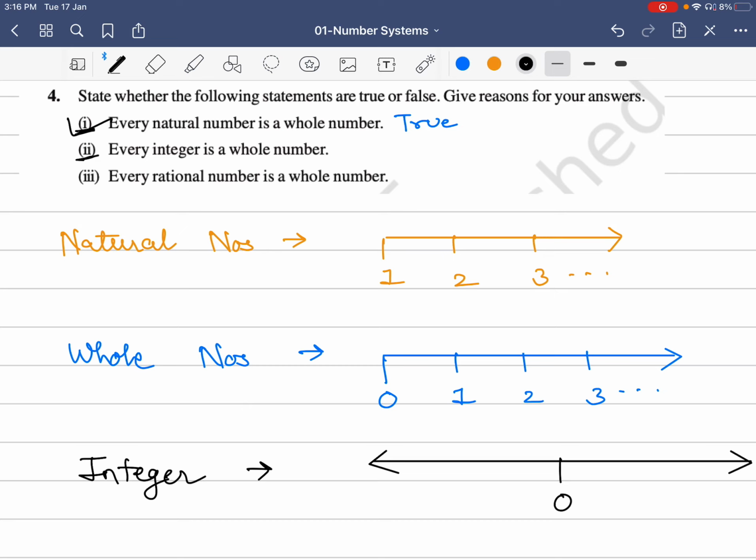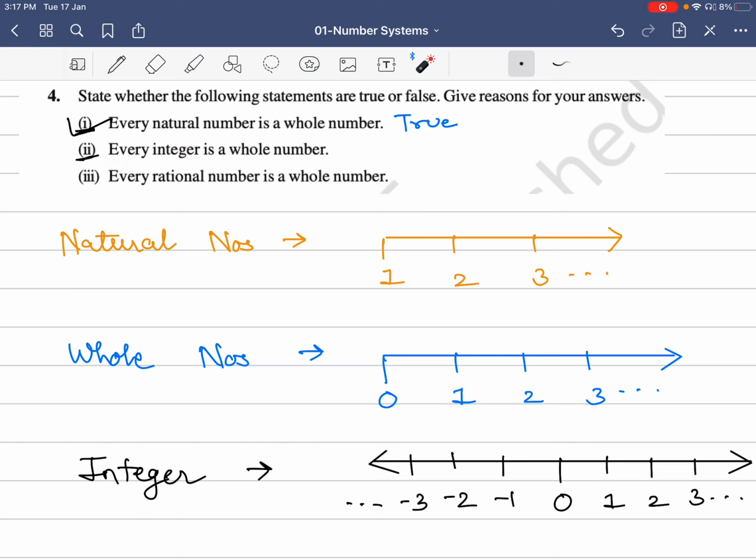It has 0 at the center. Then we have 1 and 2 and 3 dot dot dot. These are positive numbers. Then we have -1, -2, -3, and once again dot dot dot. These are negative numbers. Now, let's read the statement once again.